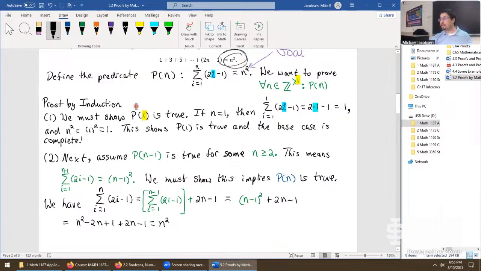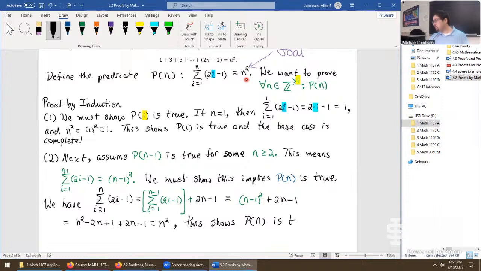So what did we just show? We showed that if Pn minus 1 is true, then Pn itself must be true. Let's say that here. Pn started with the summation, ends at n squared. So we get to make a conclusion here. This shows Pn is true.